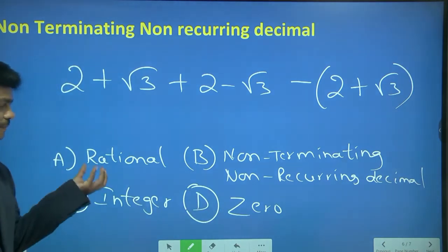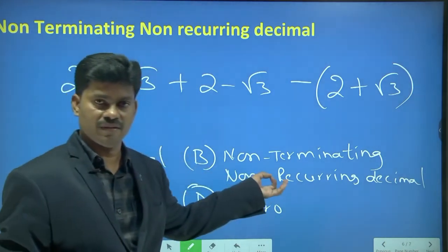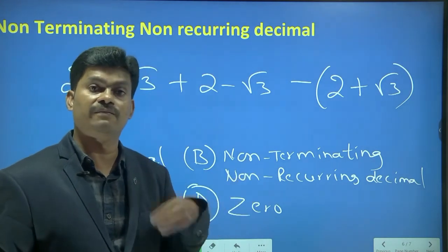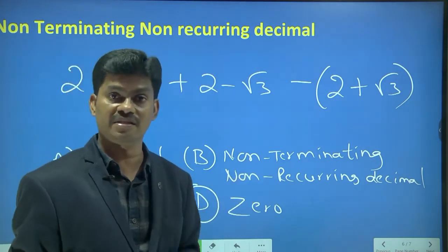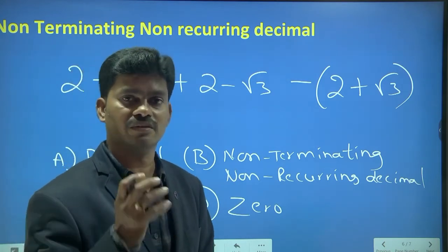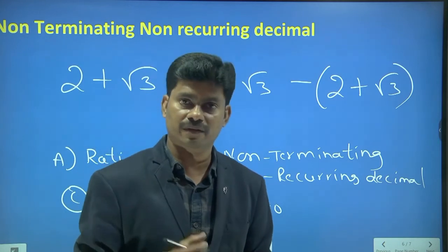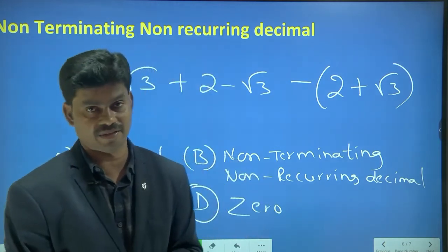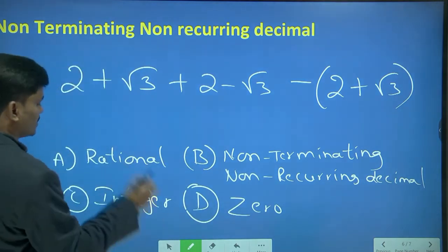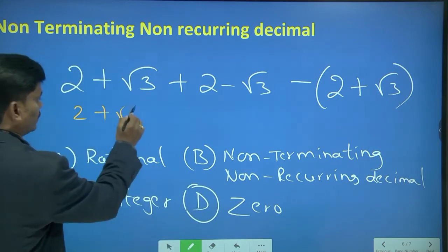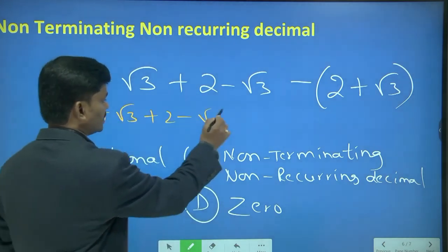Now the answer is given like this. The options are given based on the fundamentals, based on the concepts. So we shall learn basics and fundamentals, and we should have some grip on these fundamentals. Otherwise, we can't attempt any competitive examination. So let me do this question. What is the answer I will get? I will see now. 2 plus root 3 plus 2 minus root 3.